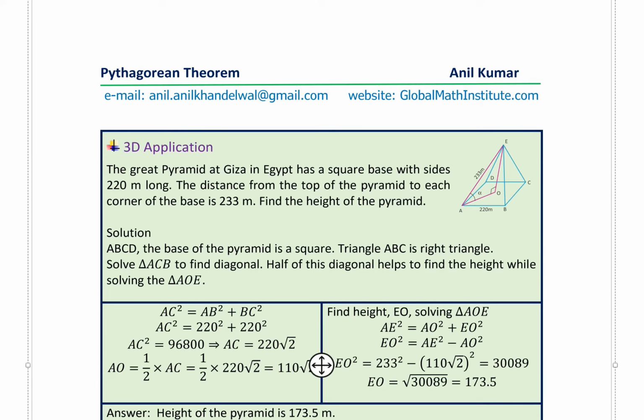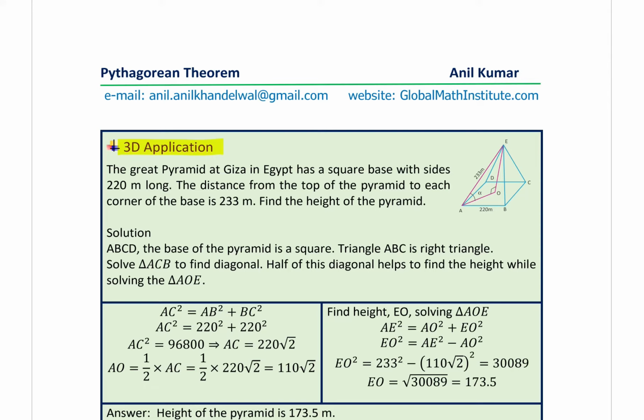Now that is an example with 3D applications. You can see what a wide variety of questions can be solved using the Pythagorean theorem, right? So the question here is, the Great Pyramid in Giza in Egypt has a square base with sides 220 meters long. The distance from the top of the pyramid to each corner of the base is 233 meters. Find the height of the pyramid.